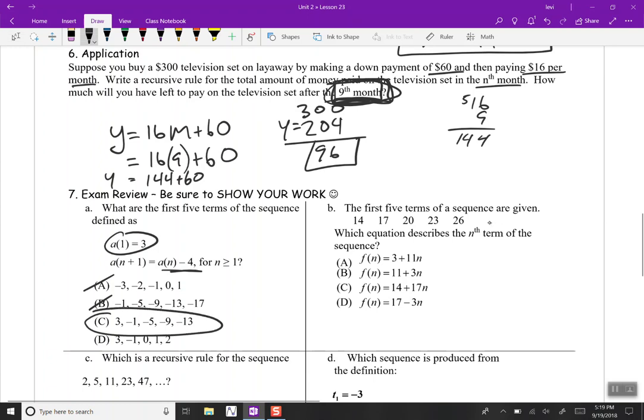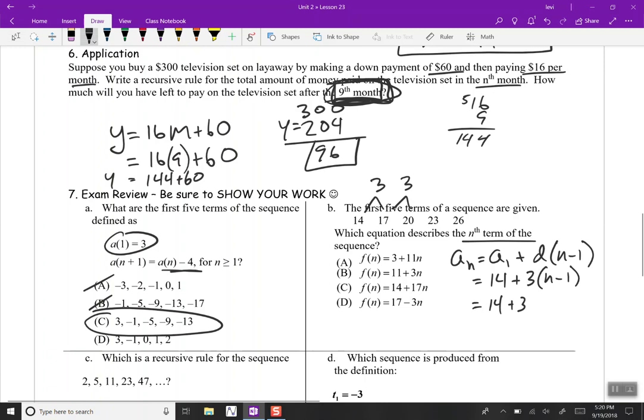The first 5 terms of the sequence are here, which gives us the nth term of the sequence, so that's a sub n equals a sub 1 plus common difference times n minus 1. So that's going to be 14 plus, what's our common difference? Looks like we're adding 3 each time. So 3 times n minus 1. So that's 14 plus 3n minus 3. So a sub n equals 3n, and 14 minus 3 makes 11.